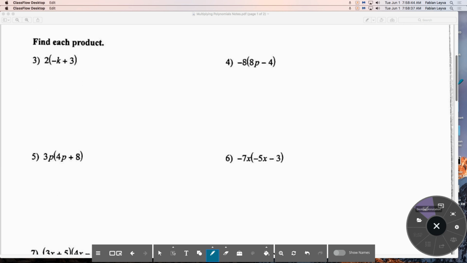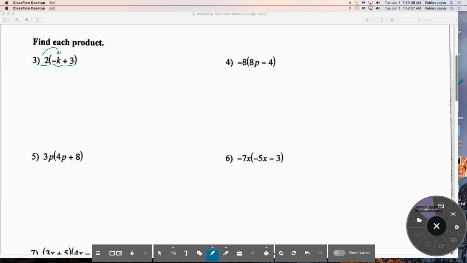Now how do I know what is multiplying here? The parentheses. This is 2 times whatever's in the parentheses. The one thing that you have to remember is that if I am taking 2 and I'm multiplying by everything in the parentheses, everything needs to be multiplied by 2. So what do we call this? We call it distribute, right?